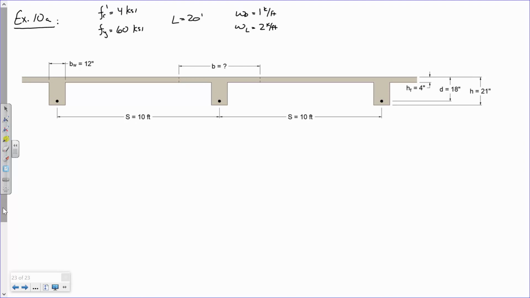All right. So far, so good? Okay. So help me out. First step, generally, is to compute Mu, factored moments.